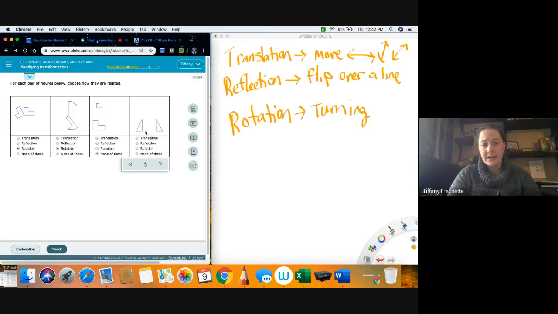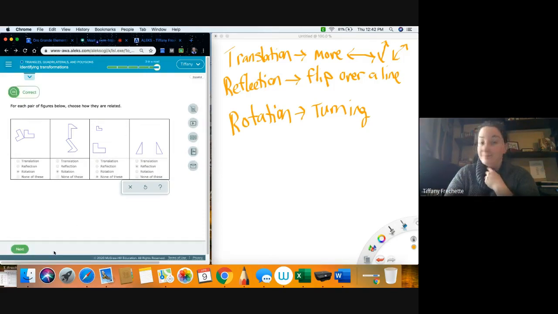This one looks like it was flipped over. So it wasn't just translated, it wasn't scooted over, because it's backwards. That tells me that it's a reflection. So that's another way to know if it's a reflection: does it look the exact same, or does it look flipped over? Does it look backwards? All right, we finished that one.